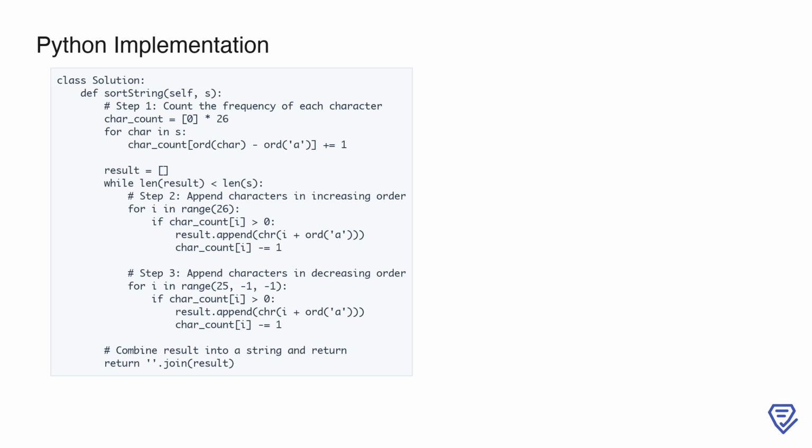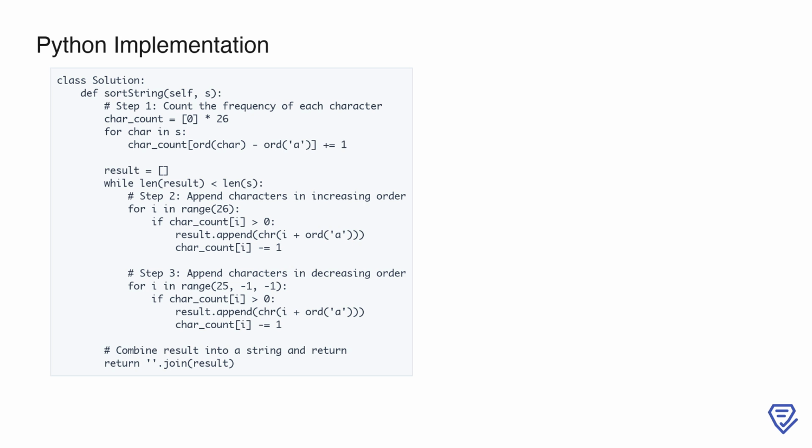The second part of the loop appends characters in decreasing order, from Z to A. This is done using a reverse traversal of the char_count list, iterating from index 25 to 0. Similar to the first part, characters are added to result only if their frequency is greater than 0. Finally, after the loop completes, the result list is joined into a single string using ''.join(result) and returned as the output. This ensures that the final result string is constructed according to the problem's requirements.